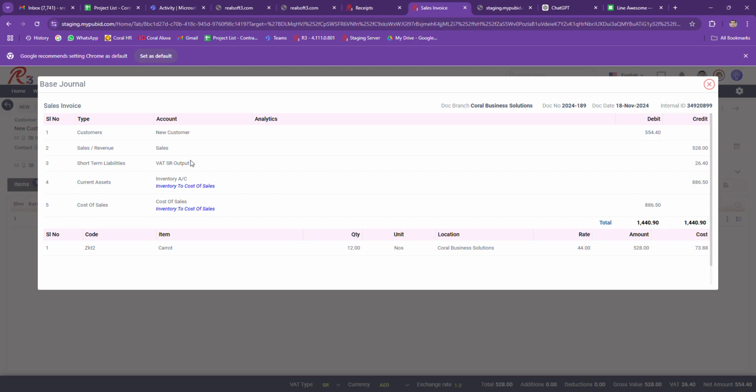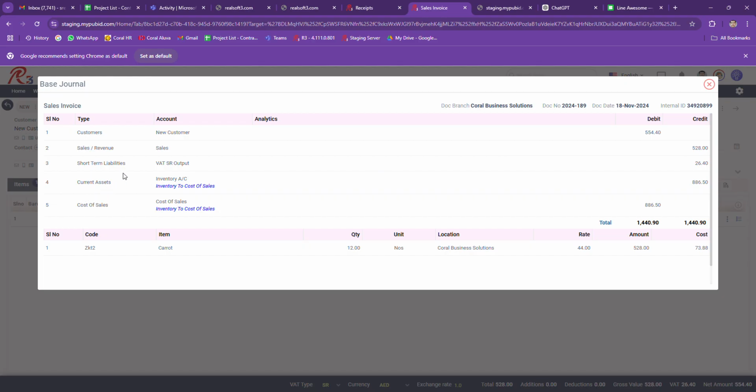So this is the VAT account. You know what? Value added tax. Now here it is GST, but previously it was VAT. There in UAE it is VAT, value added tax. So this one is the value added tax, that normally will come as 5% of this amount. 26.40 is the 5% of 554.